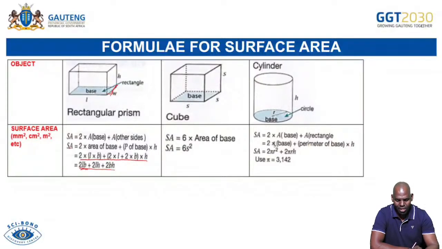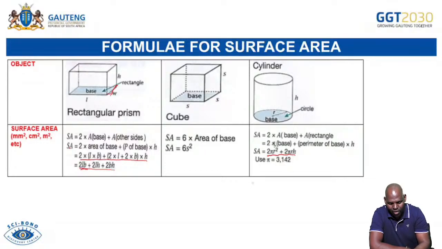Okay, that is the area of base. Then you also do the substitution. The surface area is 2 pi r squared plus 2 pi r h. So for this one, you need to know what the value of r is.